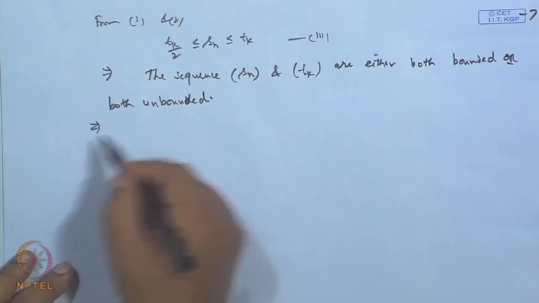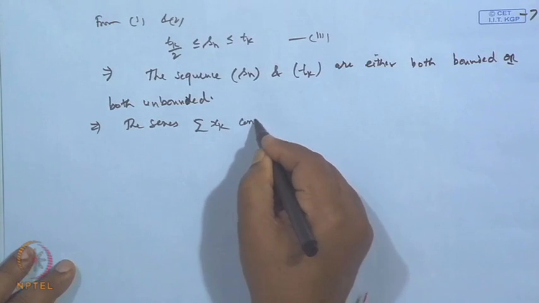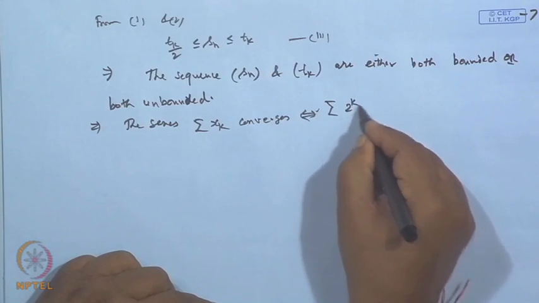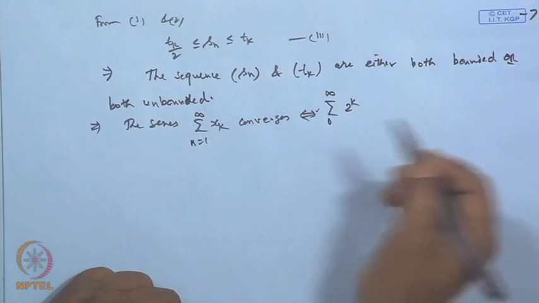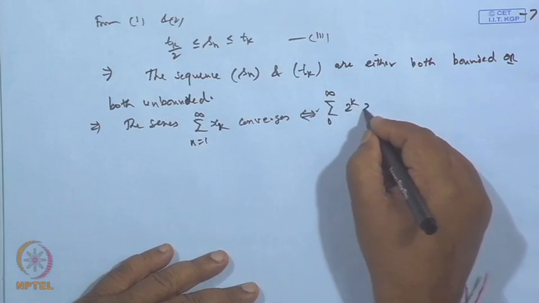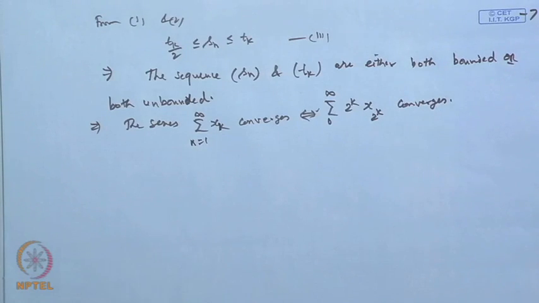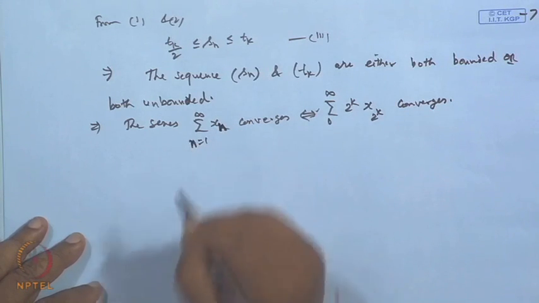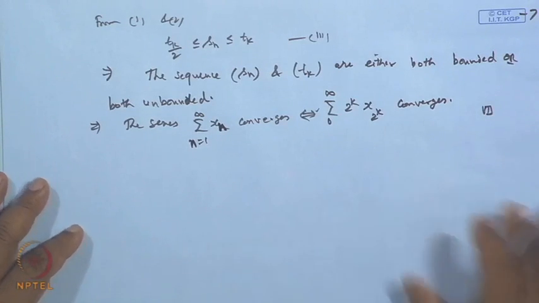So, this implies the series sigma x n converges if and only if sigma 2 to the power k x 2 to the power k, k equal to 1 to infinity, converges. Okay. So, this is what we get, and this should be n, because otherwise that will be different. So, n from 1 to infinity converges if and only if this converges, and this completes the proof.